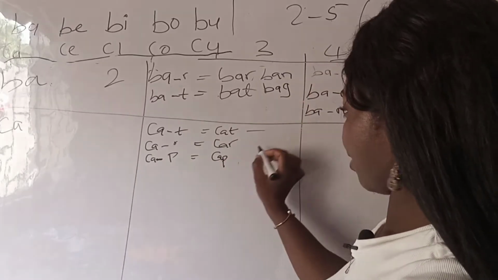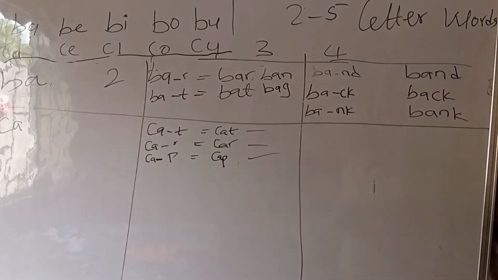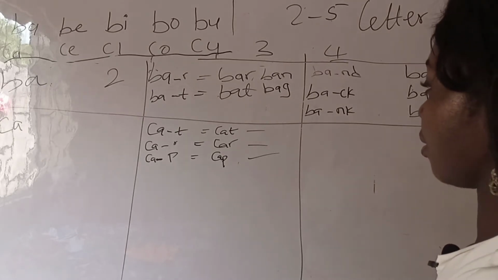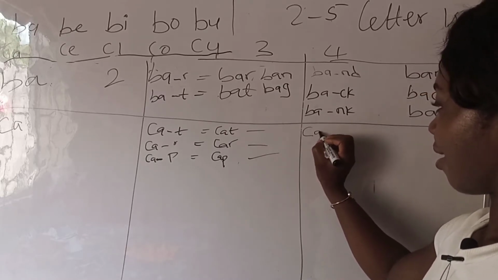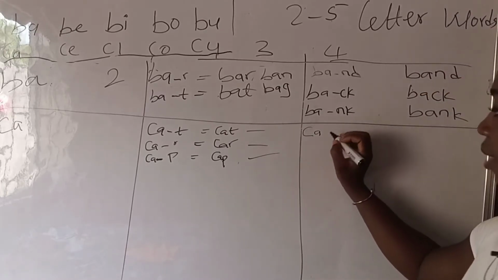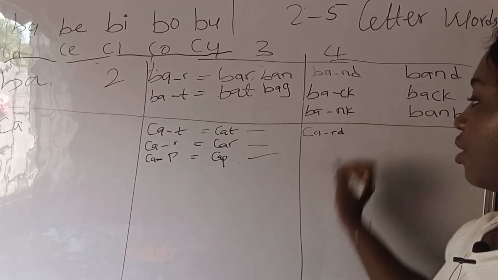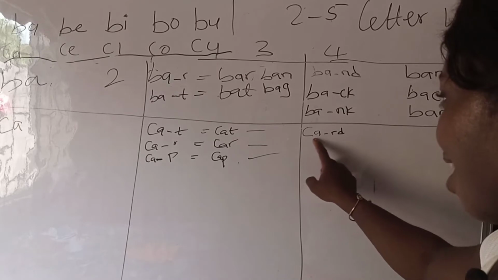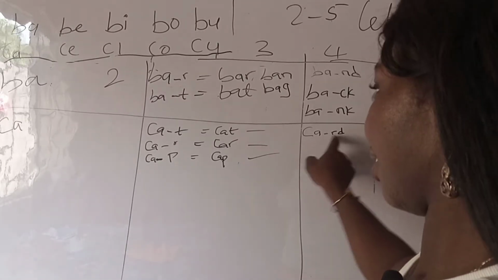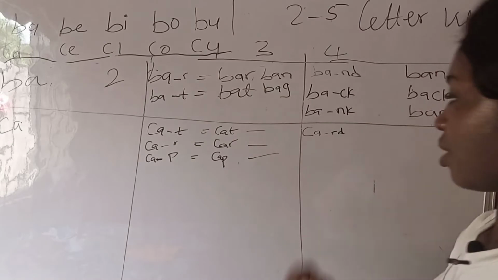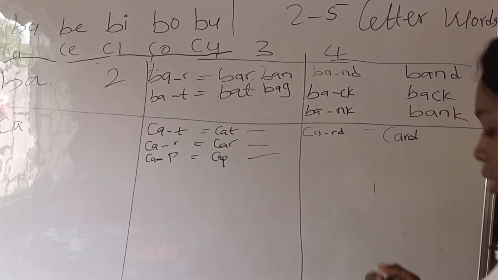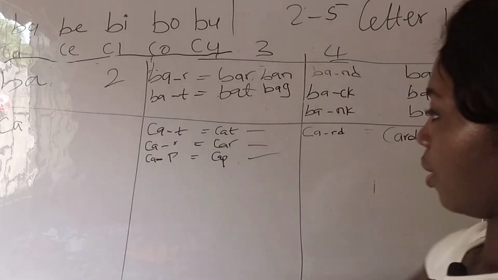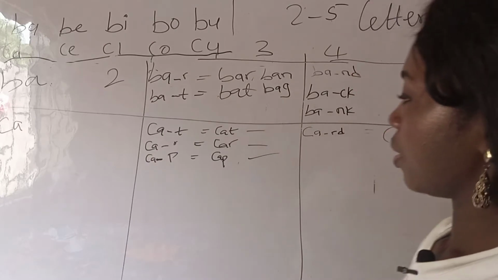So let's move to the four-letter words. On these four-letter words, we can have C, A, we can add R, gives us car. This is car. We now add D to it, gives us card. This is card.